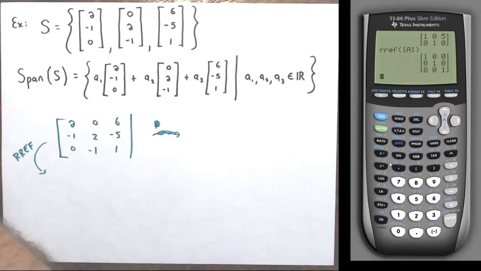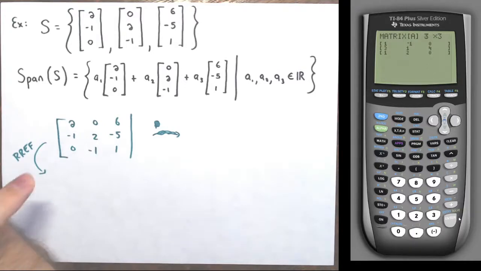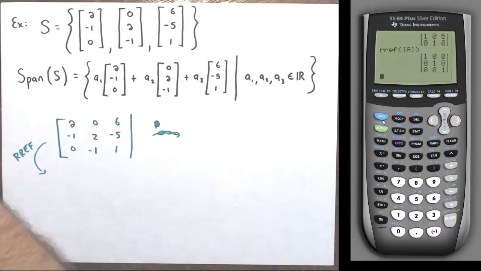So go to the matrix menu, over to edit. It's another 3 by 3 here, so I keep the size. The first row is 2, 0, 6. Second row, negative 1, 2, negative 5. Third row, 0, negative 1, and 1. Alright, and then get out of here, and I've already got the reduced row echelon form as my last entry, so I'll just re-enter that.